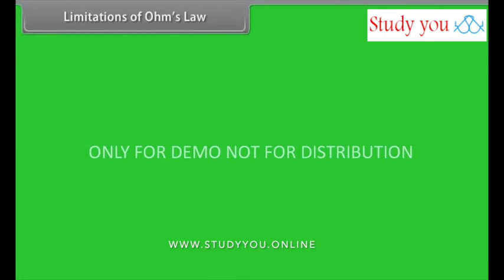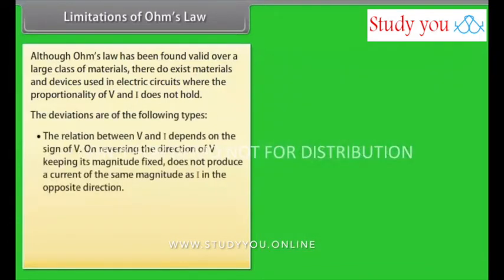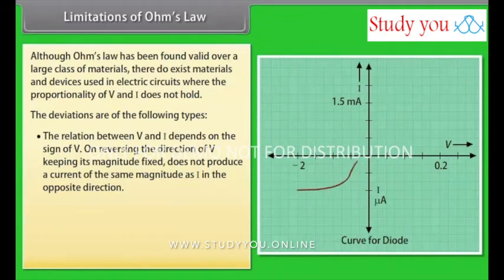Limitations of Ohm's law. Although Ohm's law has been found valid over a large class of materials, there do exist materials and devices used in electric circuits where the proportionality of V and I does not hold. The deviations are of the following types. The relation between V and I depends on the sign of V. Reversing the direction of V, keeping its magnitude fixed, does not produce a current of the same magnitude as I in the opposite direction.